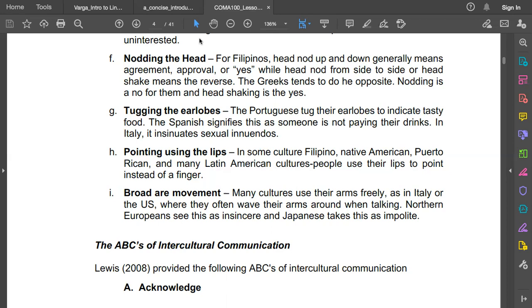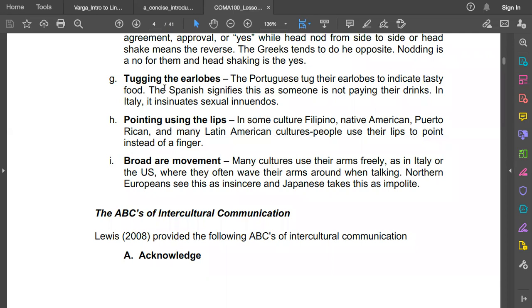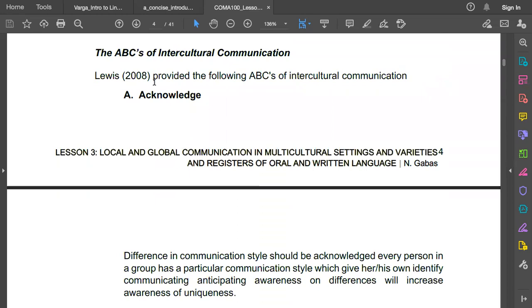Somehow for Japanese and Europeans, they find this insincere, because they think that you're being too personal. Okay. I mean, parang kipagplastikan ka lang sa kanila. Sincere or impolite.